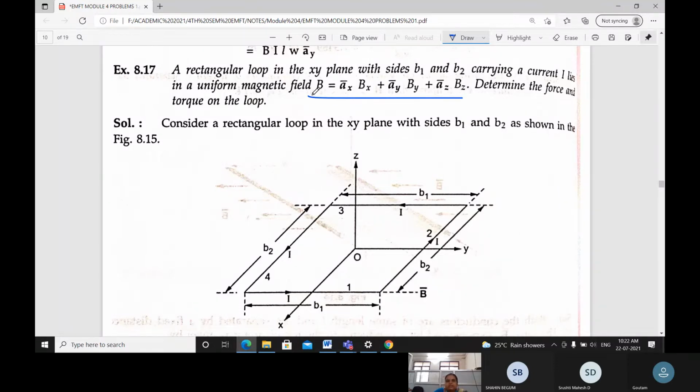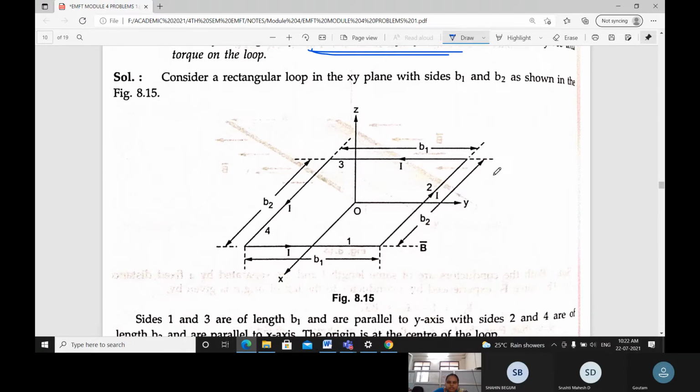What they asked for is this rectangular loop, placed in the xy plane with the uniform magnetic field B. Based on this we have to find the force and the torque on this loop. The diagram is going to be like this, where our rectangular loop has sides B1 and B2, and the current flowing throughout is I, and the sides are taken as 1, 2, 3 and 4.